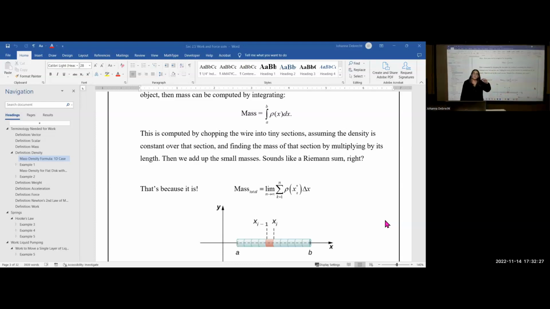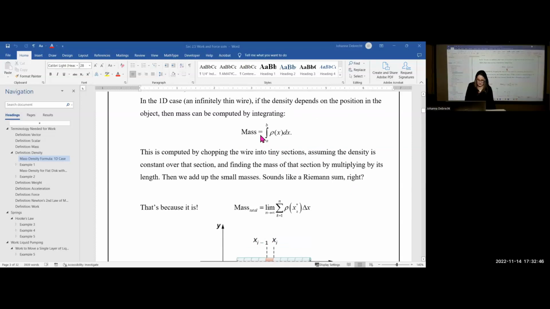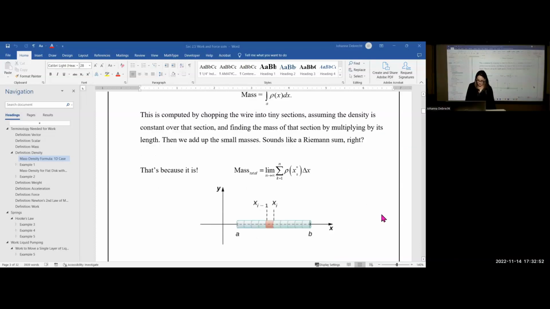So we know that rho of x depends on the position and delta x is the width. So the mass of this little section will be rho times dx. Now, when we look at it, of course, it is a Riemann sum. And that's what allows us to take the limit as n goes to infinity and to get the definite integral that you see up here.